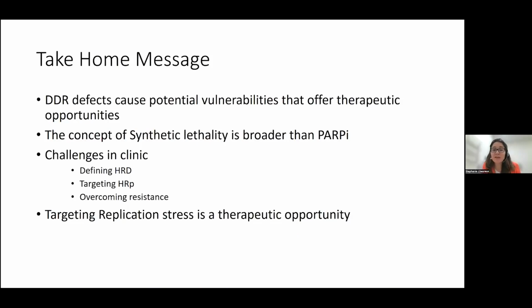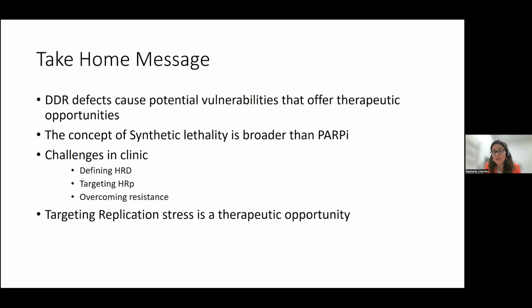So in terms of the take-home message, definitely the DDR defect causes potential vulnerability for high-grade serous ovarian cancer, but also offers a therapeutic opportunity. If there's an alteration, you can actually leverage this vulnerability by new treatment approaches. But I also wanted to show that the synthetic lethality has been validated by the PARP inhibitor treatment, specifically in the HRD population, but it's definitely broader than that. And there are different ways to have this synthetic lethality concept. Definitely with the cell cycle and the replication stress is an opportunity.